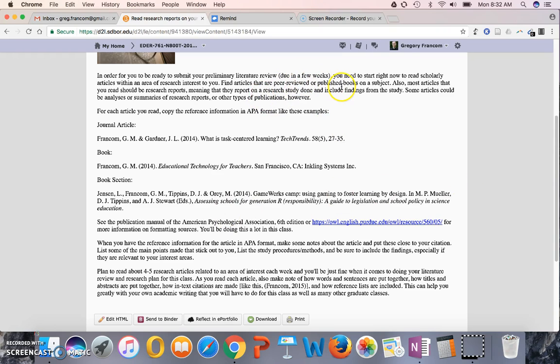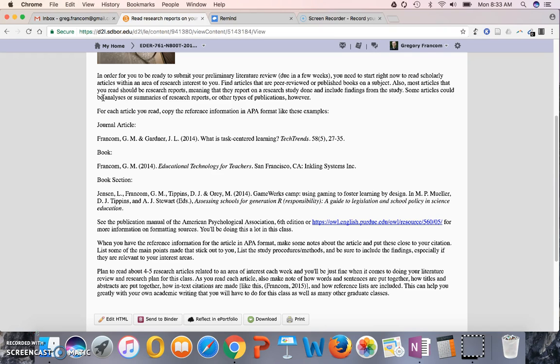Find articles that are peer-reviewed or published books on a subject, and most articles that you read should be research reports, meaning that they report on a research study done and include findings from the study. So you're not looking so much for analyses or summaries of research reports or other types of publications. You're really looking for a research report written by the person who conducted the research study and explains what the study was all about, what the methods were, what the findings from the study were, and who the subjects or participants in the study were, and so forth.